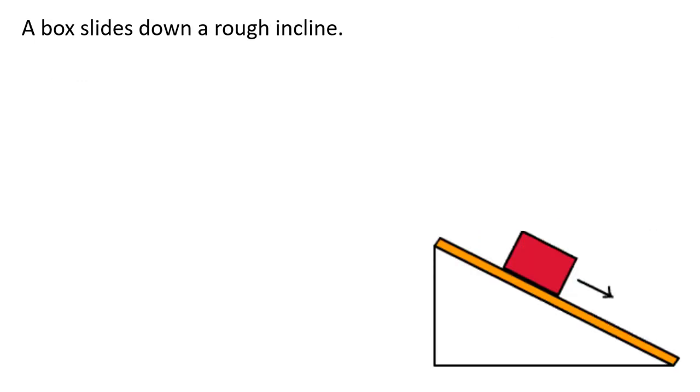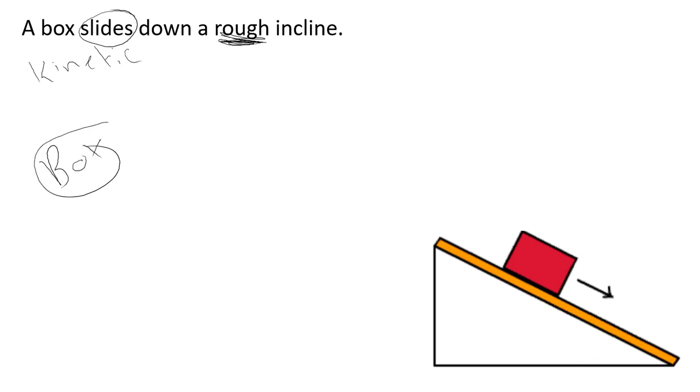In this case, we've got a box sliding down a rough incline. Now, rough here, anytime you see that, that is an indication that there's going to be friction involved. And since it is actively sliding, that's going to be kinetic friction. So if there's active sliding motion, that's kinetic friction.